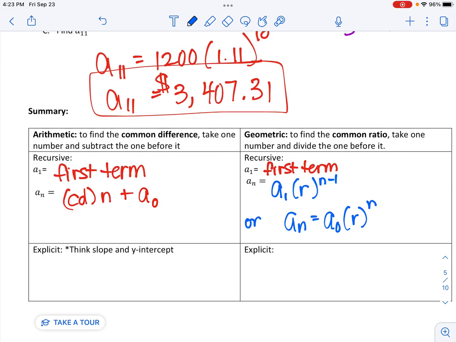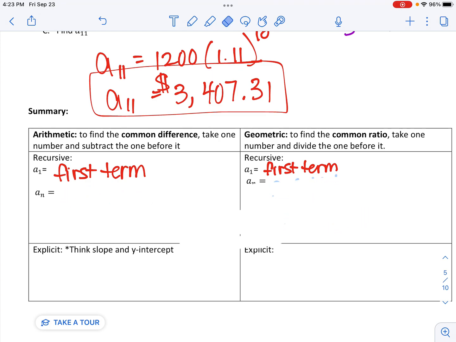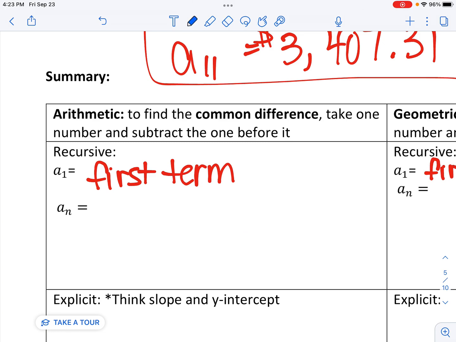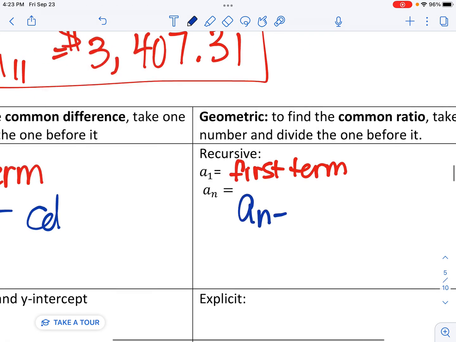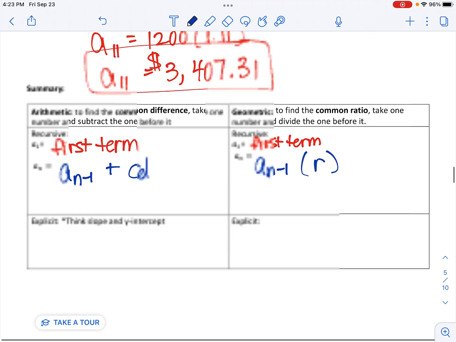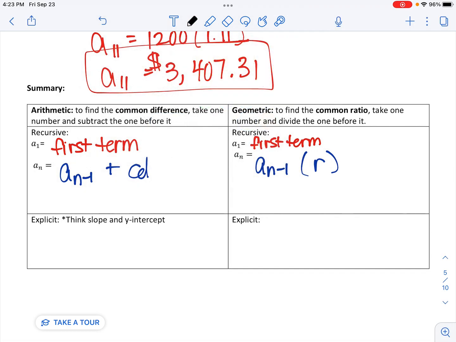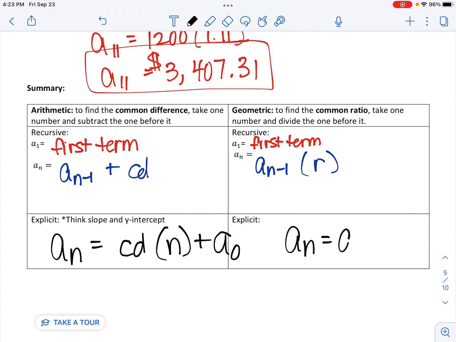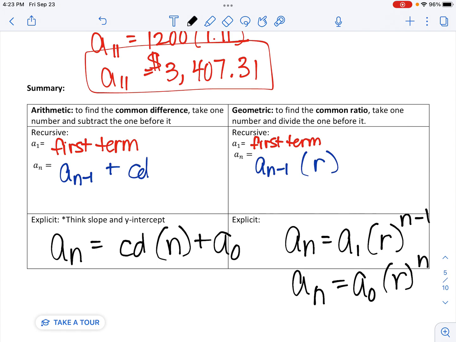Ooh, this is recursive. Okay, so, all right, we're going to redo this. So for this one right here, recursive is taking the previous term and then you add your common difference or subtract it. And then if it's geometric, you multiply by your ratio. So that's what I should have put there. But then for explicit, to find any number, again, it's the common difference, which is your slope, times n, plus your 0 term, or y-intercept. For geometric explicit, it's the first term times the common ratio to the n minus 1 power, or the 0 term times the ratio to the n power.